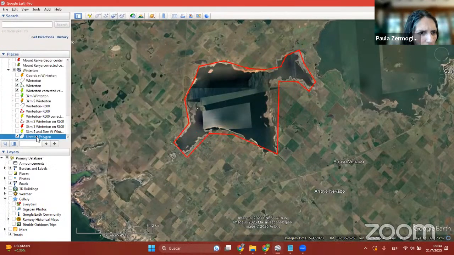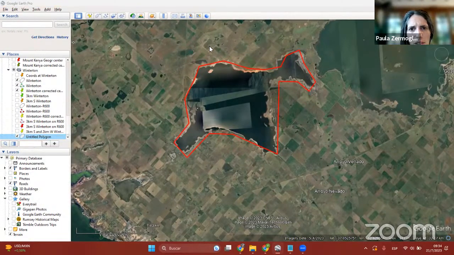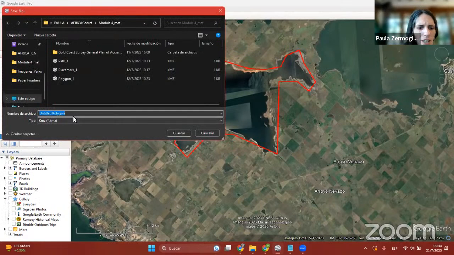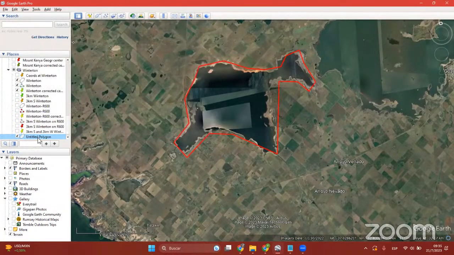I want to say okay here, and I can export it or save it as a place. I can save it here like X polygon.